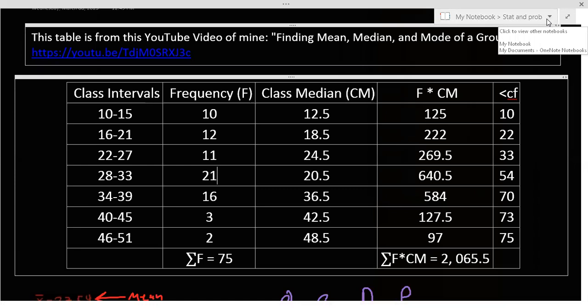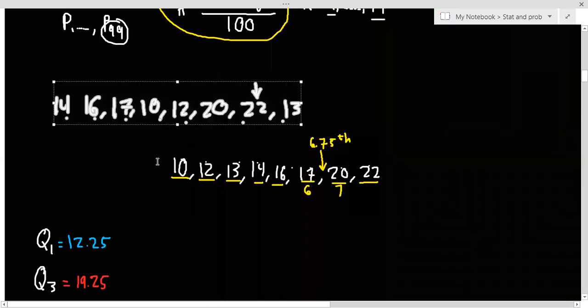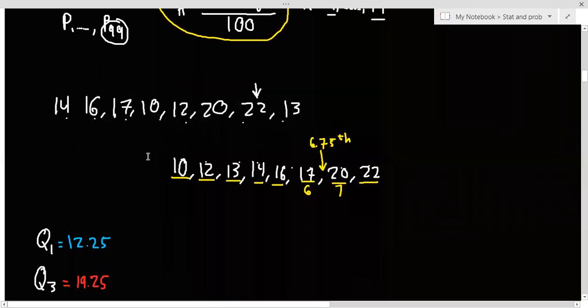Malalaman mo naman kung ungrouped siya if nakalista lang siya ng ganito. Kita nyo to? Like 14, 16, 17, 10, 12, and so on and so forth. Ito, they're just listed. Hindi sila magkagrupo. So ito ang tinatawag natin na ungrouped data. So let's go back.